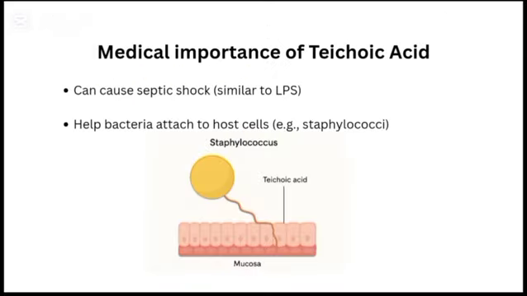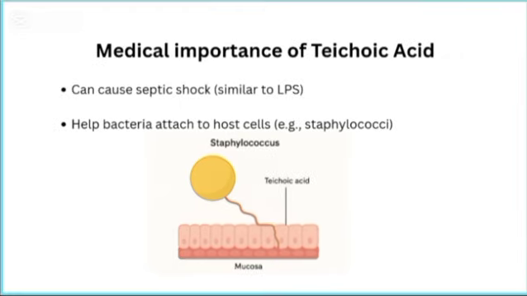There are two important medical implications of teichoic acid. One is that it causes septic shock similar to lipopolysaccharide, and the other is that it helps bacteria attach to host cells such as mucosa, with which Staphylococcus attaches with the help of teichoic acids.